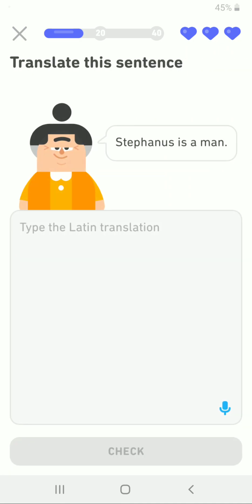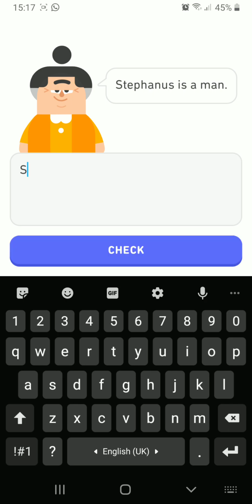Like in all languages, for the sentence construction, there might be just different ways of answering, or of constructing where to put the verb and so on, depending on the question and how clear it is for the correspondent. Stephanos is a man, so we will write Stephanos est vir.